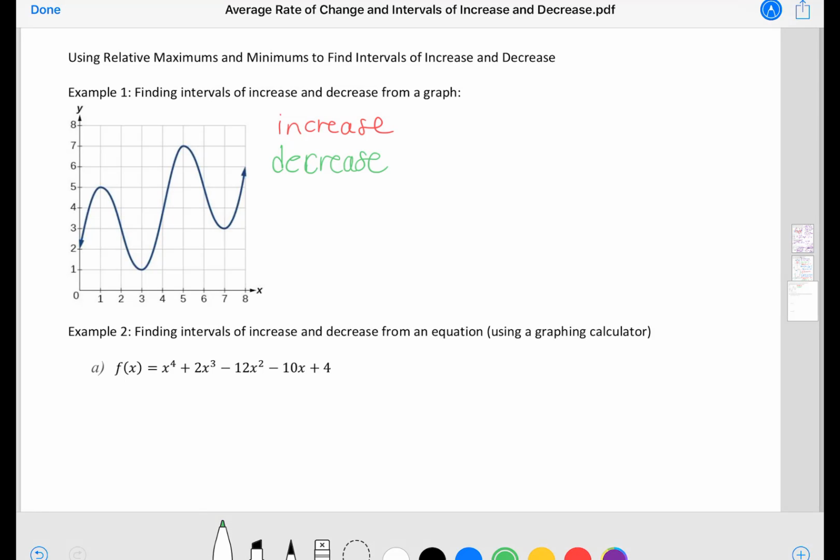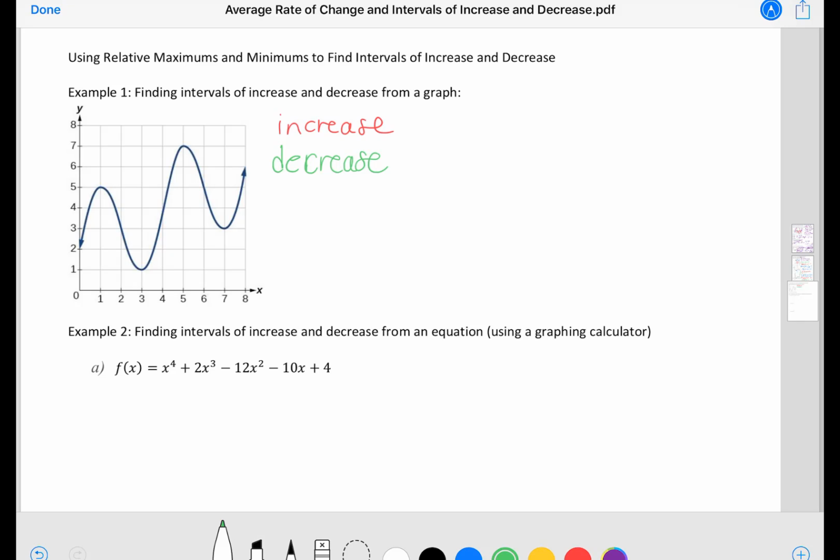In this video, I'm going to talk about finding intervals of increase and decrease. When I draw on this graph, I'm going to draw the intervals of increase in red and the intervals of decrease in green. The way we're going to find them is to read this graph just like we're reading a book, scanning it left to right, or tracing it left to right.